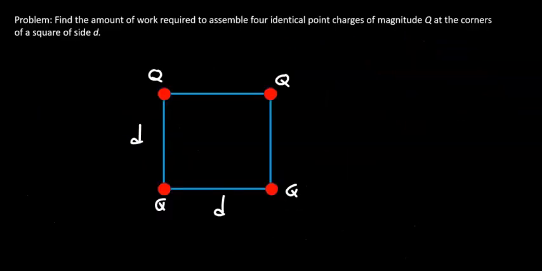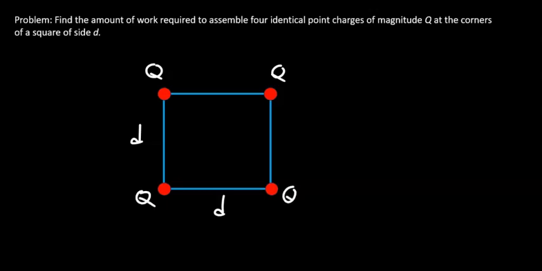Problem 2. Find the amount of work required to assemble 4 identical point charges of magnitude capital Q at the corners of a square of side D. So initially there aren't any charges at the corners and you bring in one by one, say to this corner followed by that corner and then that corner and that corner, and you finally end up with such a configuration of charges: Q, Q, Q, Q.